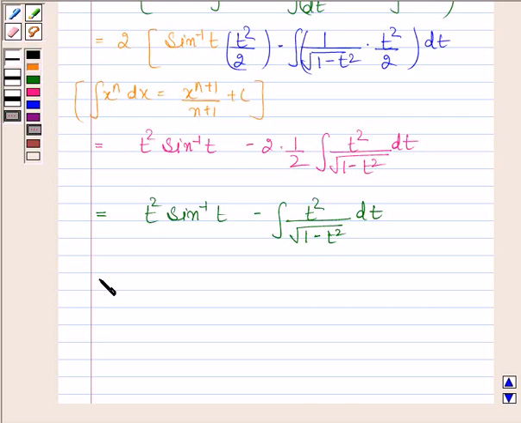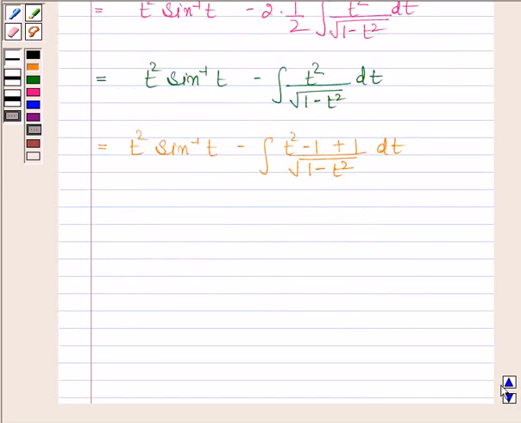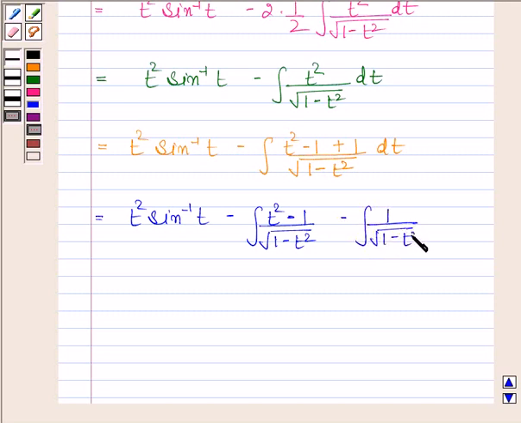And this is equal to t square sine inverse t minus integral, we are now going to add and subtract 1 in the numerator. So we have (t square minus 1 plus 1) by square root of 1 minus t square dt. This is equal to t square sine inverse t minus integral (t square minus 1) by square root of 1 minus t square minus integral 1 by square root of 1 minus t square dt.